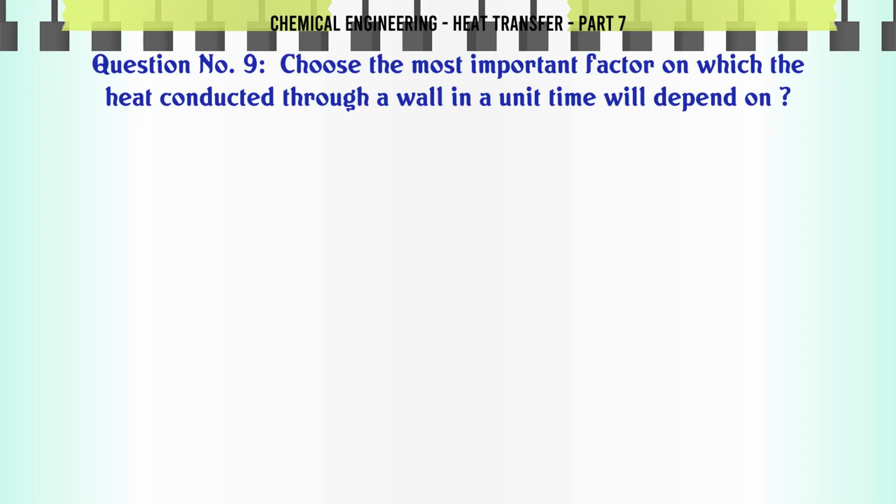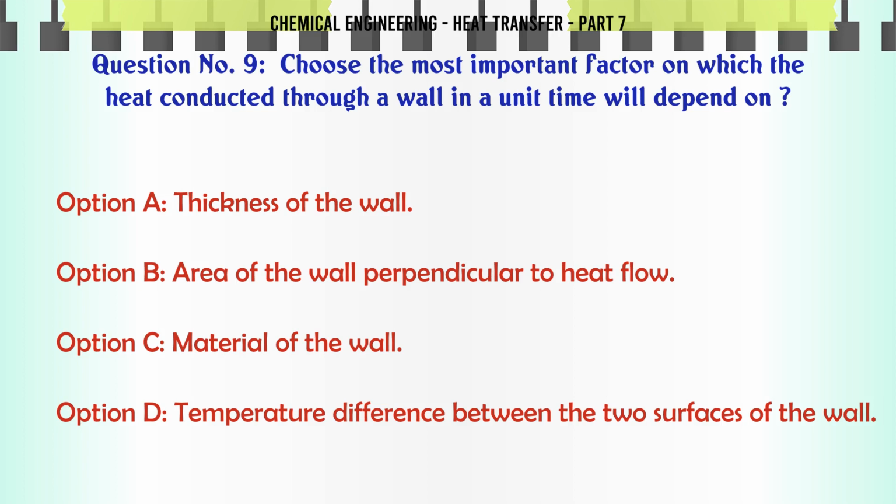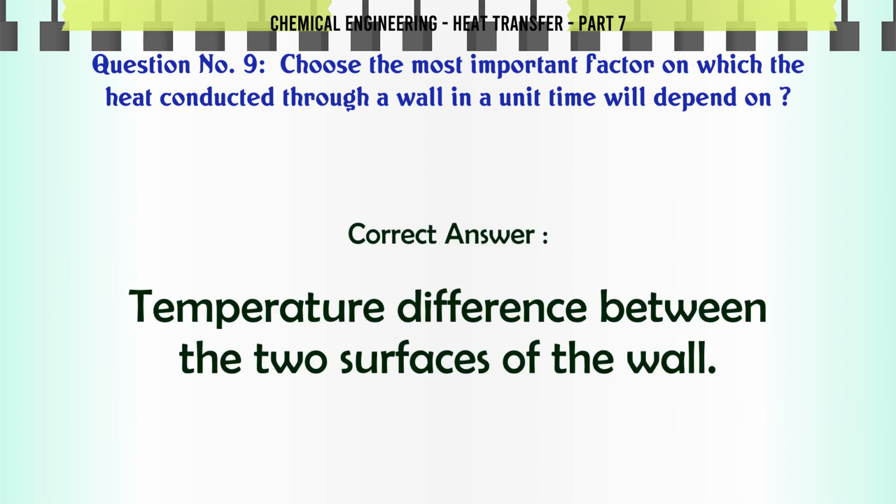Choose the most important factor on which the heat conducted through a wall in unit time will depend. A. Thickness of the wall. B. Area of the wall perpendicular to heat flow. C. Material of the wall. D. Temperature difference between the two surfaces of the wall. The correct answer is temperature difference between the two surfaces of the wall.